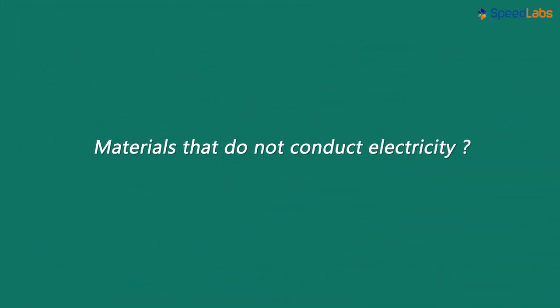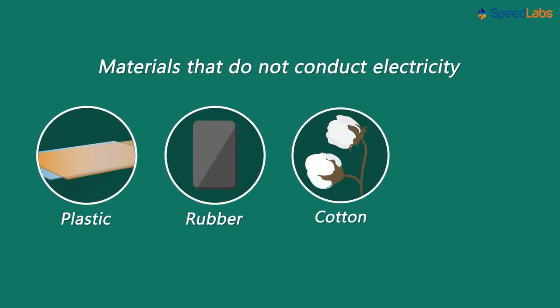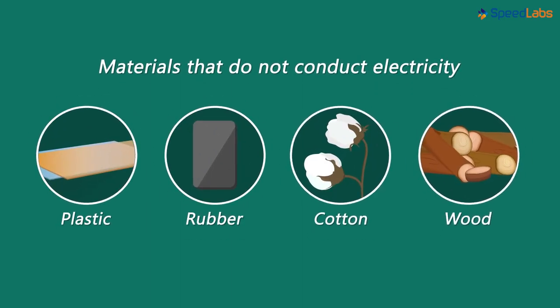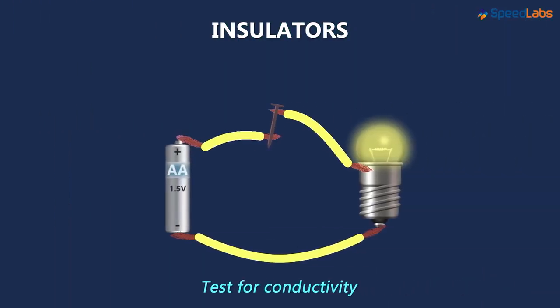Now, which are the materials that do not conduct electricity? Materials such as plastic, rubber, cotton and wood do not conduct electricity. So they are insulators. For instance, instead of an iron nail, if we connect a plastic straw between the circuit, then the bulb will not glow.